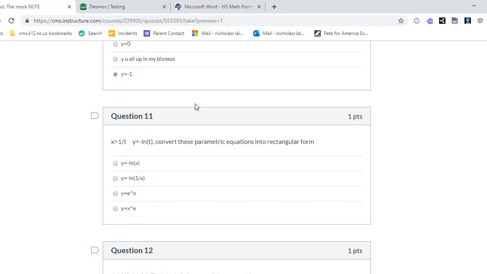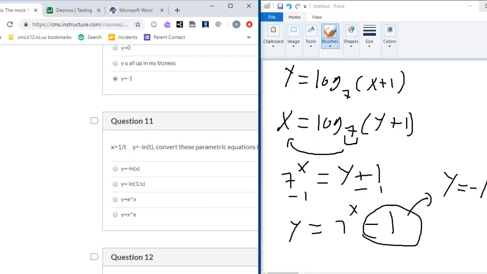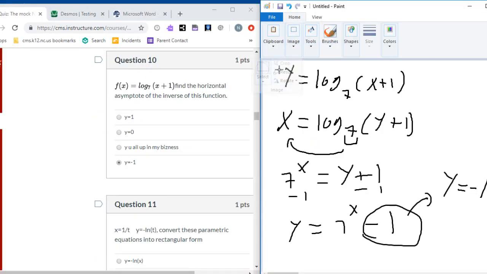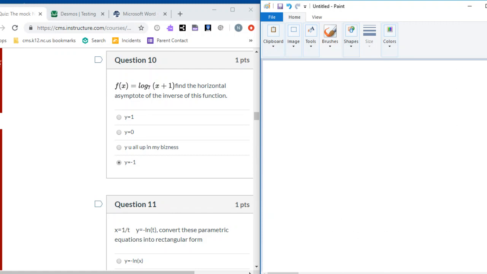Okay. X is equal to 1 over t. Y is equal to the negative ln of t. Convert these parametric equations into rectangular form. So, once again, make sure that you are focusing to the fullest of your ability. You're trying to your fullest of your ability on the last day.